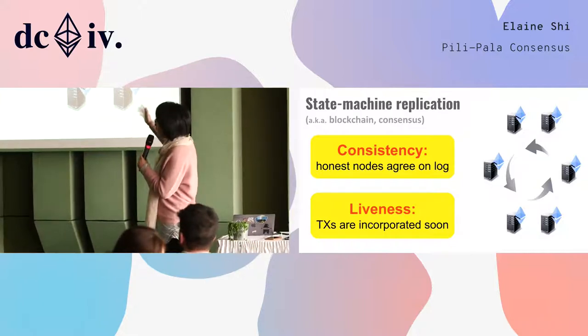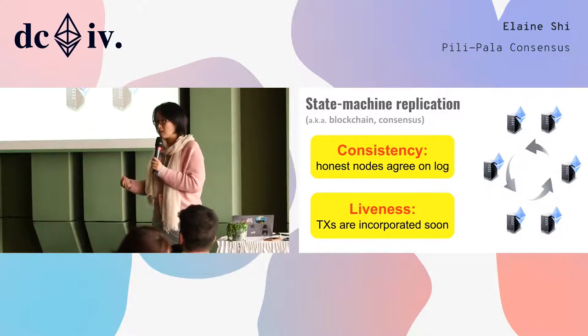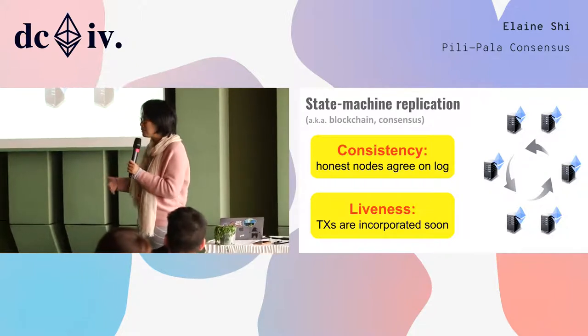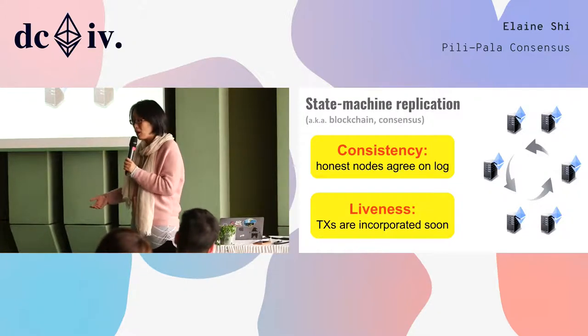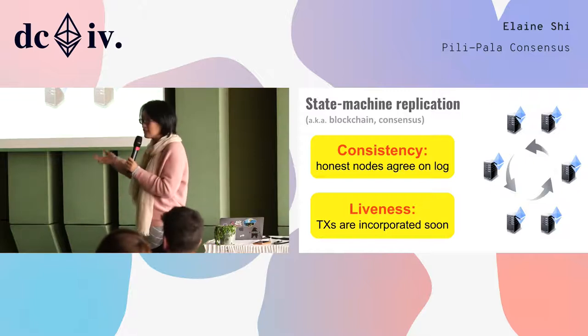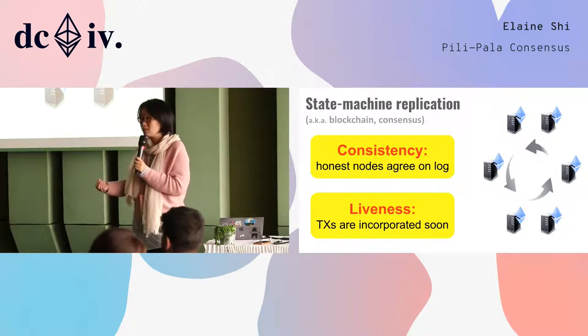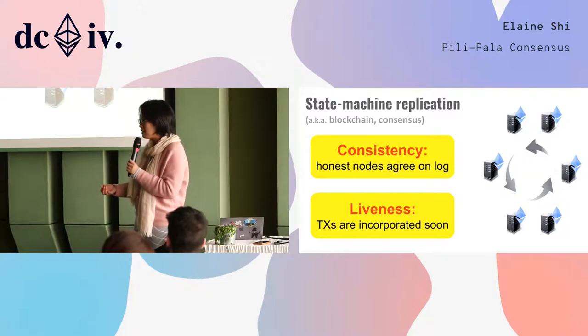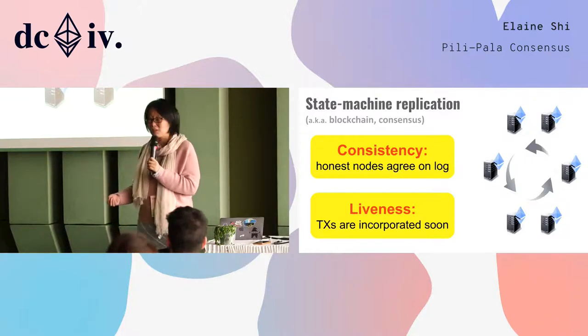Consistency says that all of the honest nodes must agree on the same log. It could be your log is a little faster than mine because the network has delay, but nonetheless, at the end of the day, we have to all agree. Liveness says that whenever I want to buy coffee, the transaction will appear in all of the honest nodes' logs very quickly. It's not like I want to wait forever for my coffee.